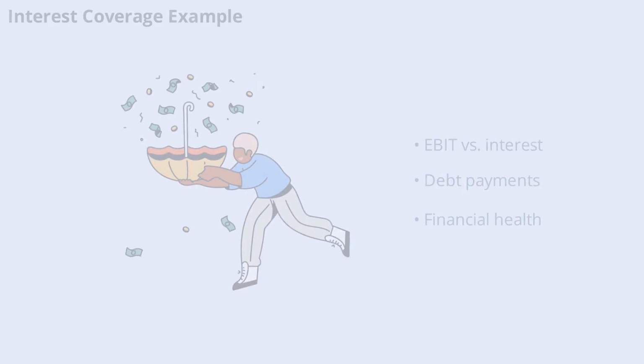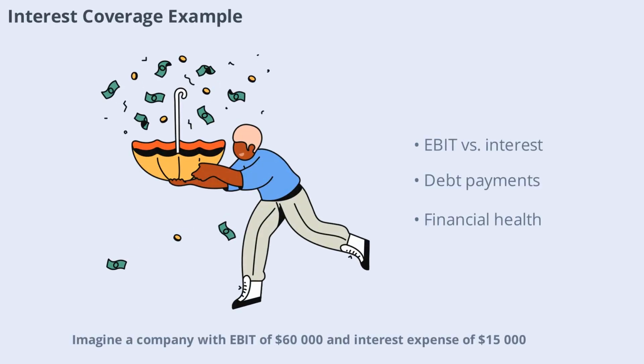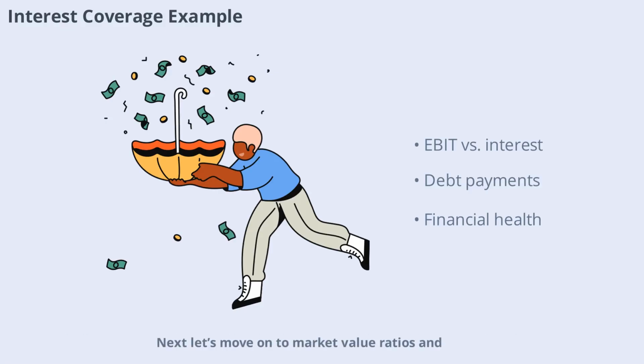Imagine a company with EBIT of $60,000 and interest expense of $15,000. The interest coverage ratio is $60,000 divided by $15,000, which equals 4. This means the company earns 4 times its interest expense, indicating strong financial health. A ratio below 1.5 could be a warning sign. Next, let's move on to market value ratios and see how they help investors assess a company's stock.